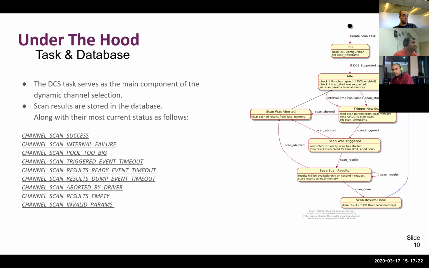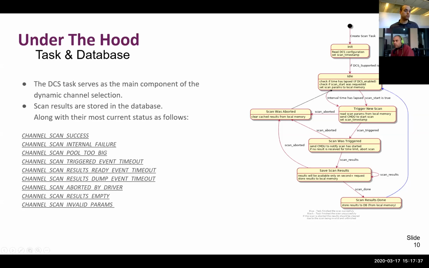scan in progress error. And actually, as you can see, the task basically is the main component of the DCS. What we do is we handle the request for the DCS in the task, and accordingly send a request back downwards to the agent and monitor. Basically, once results are ready, those results will be stored in the database, as well as the most current status of the results, as you can see accordingly.